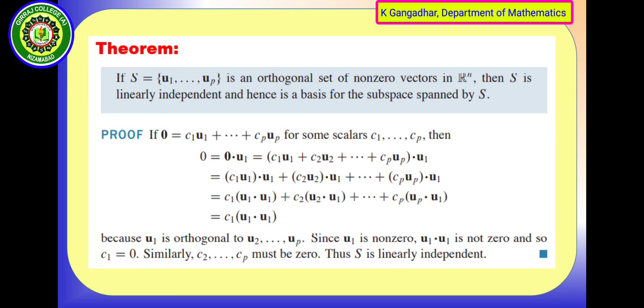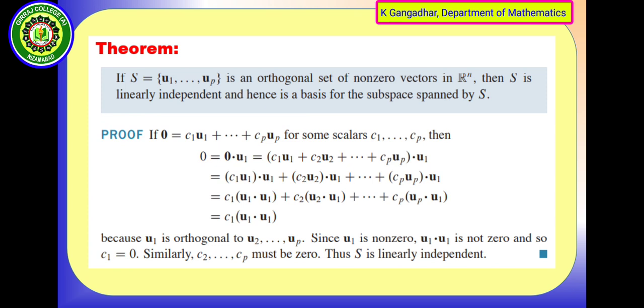So it is an orthogonal set. So u2 dot u1 is 0, and up dot u1 is also 0. Then 0 equals c1 into u1 dot u1. But here u1 is a non-zero vector, so u1 dot u1 is not equal to 0. So u1 dot u1 into c1 equals 0, which means c1 equals 0.